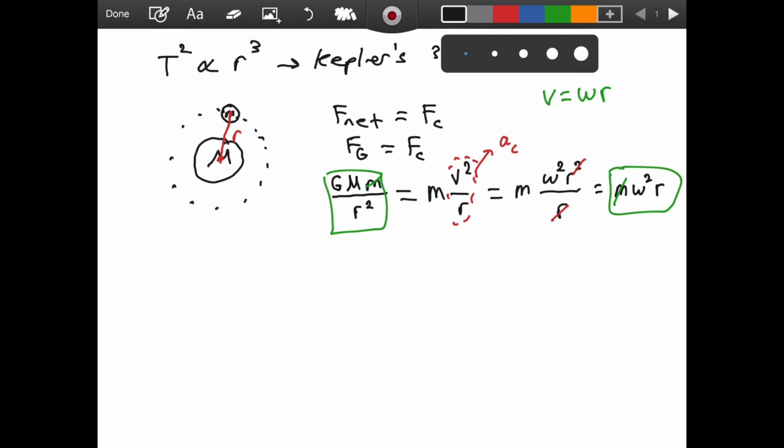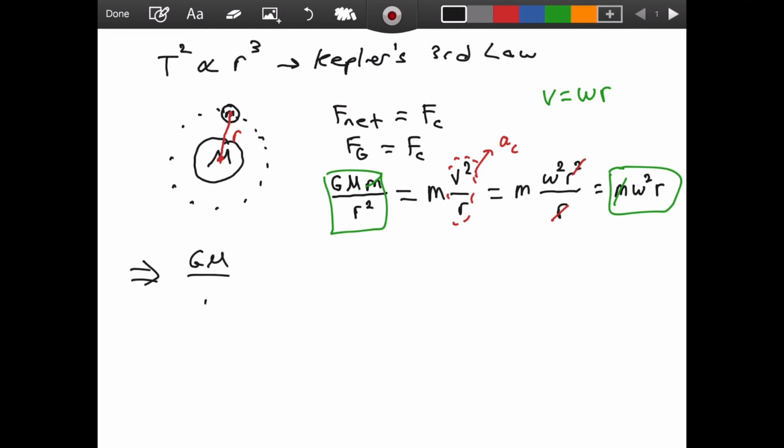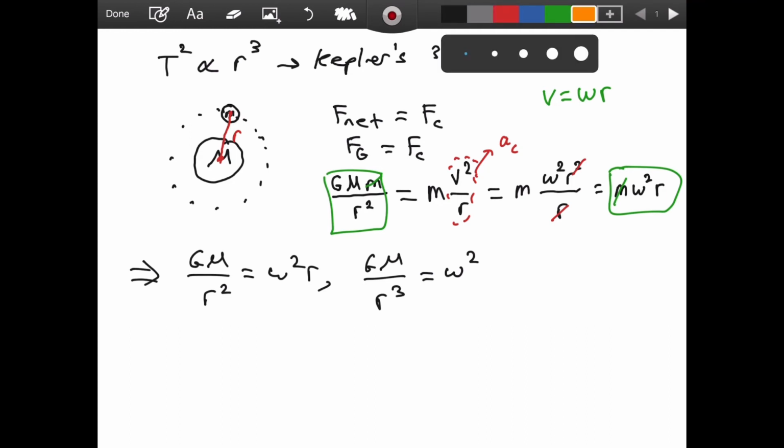So if I am going to continue here, we have that GM divided by r squared is equal to omega squared times r. Now, at this point, I want to divide both sides by r, so we get that GM divided by r cubed this time is equal to omega squared. Well, if we think about omega now, and I'm going to write it in orange, omega is, as I said, angular velocity. So it is simply the change in the angle, change in radians, divided by change in time.